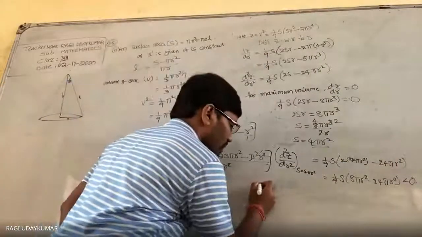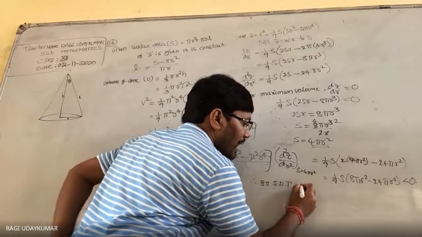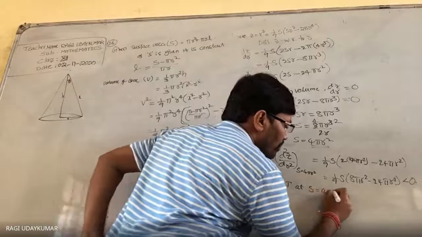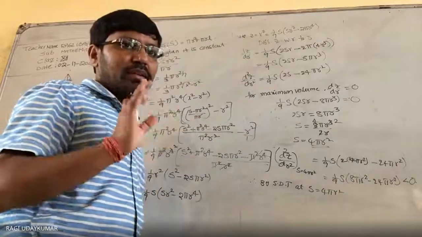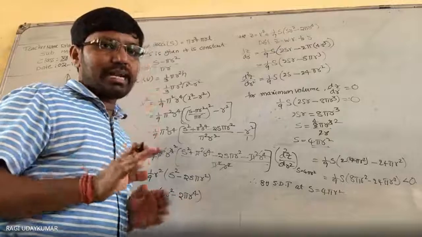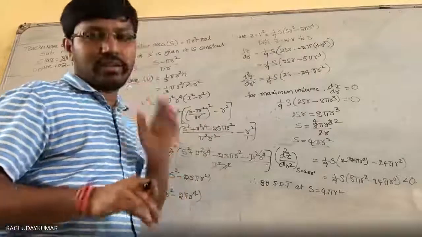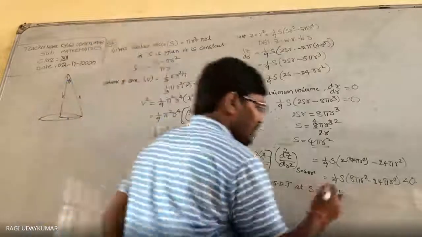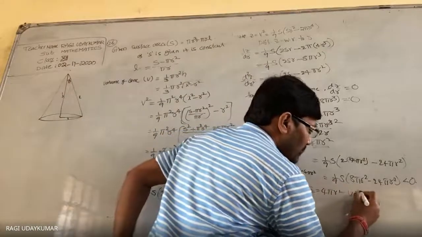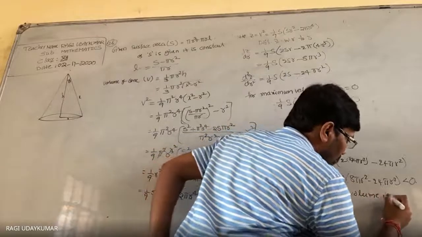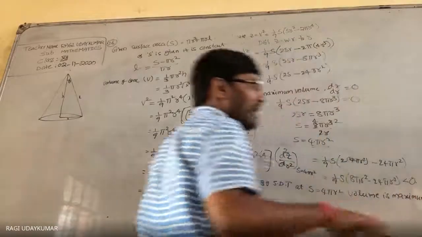Therefore, by the second derivative test, at S is equal to 4 pi r square, the value is maximum. But here, do remember that S is not what is asked to you to find out. The angle is what is asked to find out. But with this, you can find out the angle. Wait for a while.